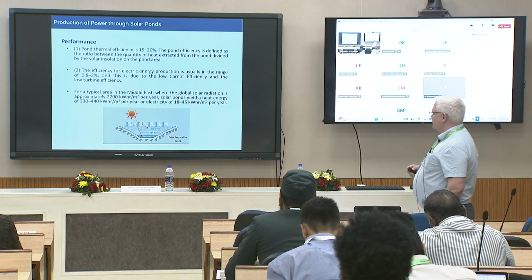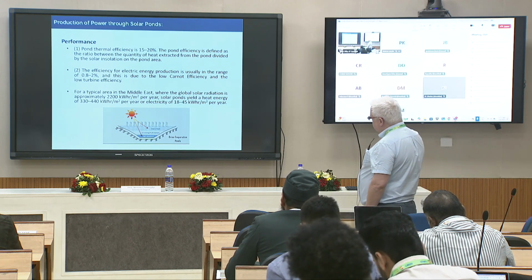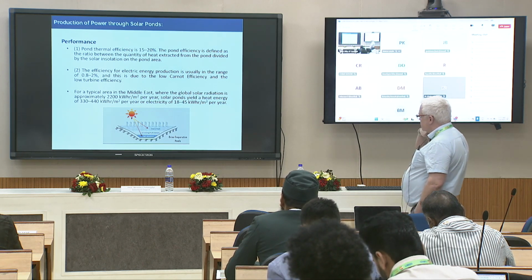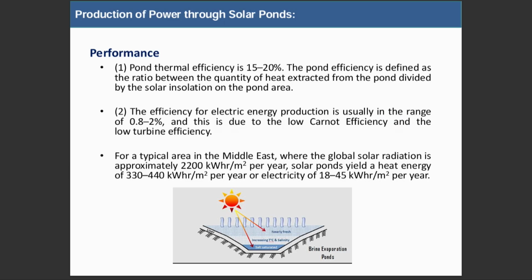Okay. The efficiency is around 15 to 20%. So the pan efficiency is defined as the ratio between the quantity of heat extracted from the pan divided by the solar insolation of the pan area. The efficiency for electric energy is not very high.